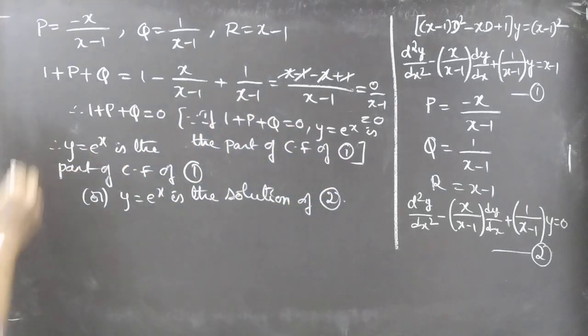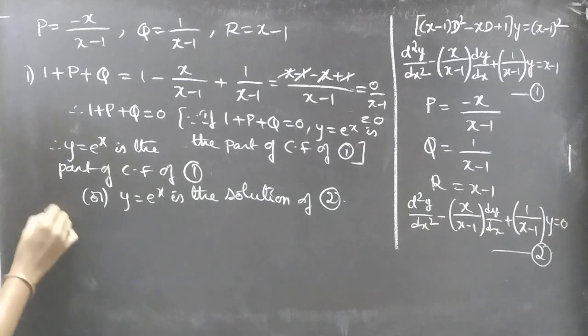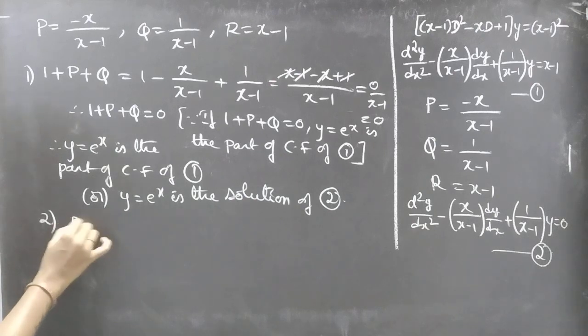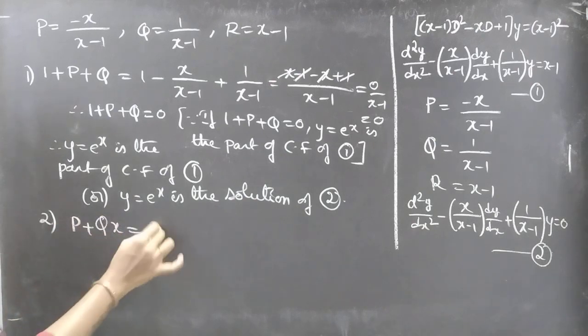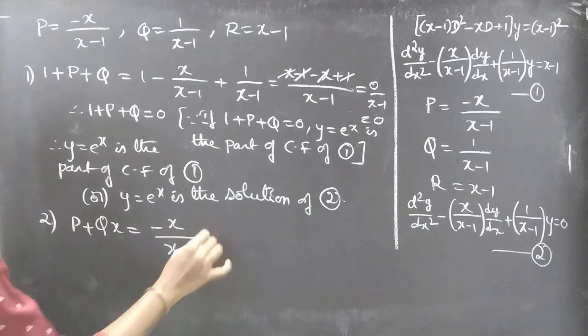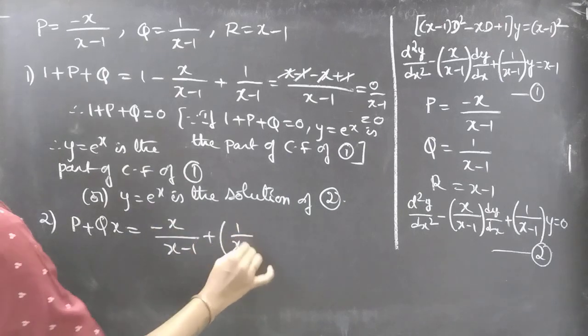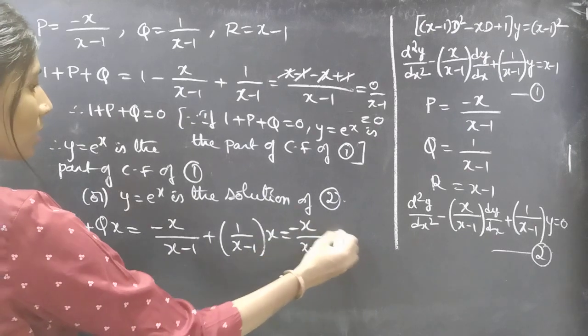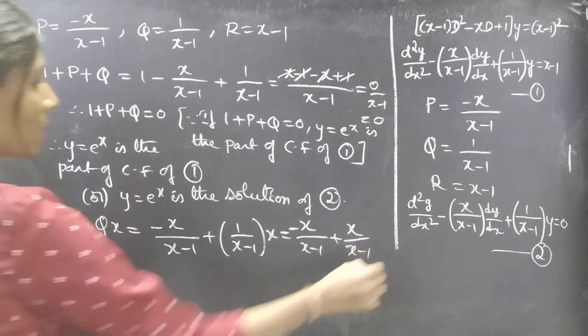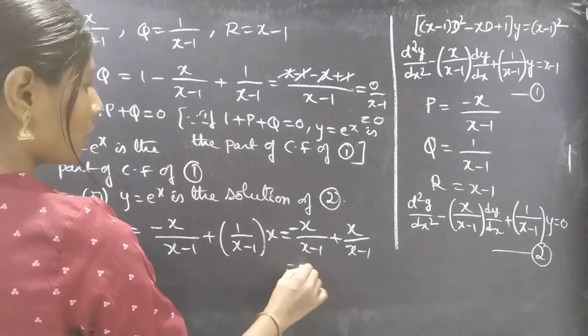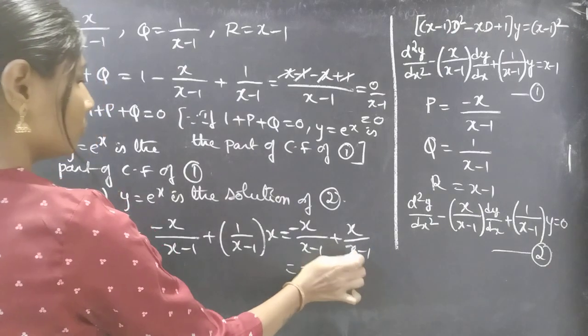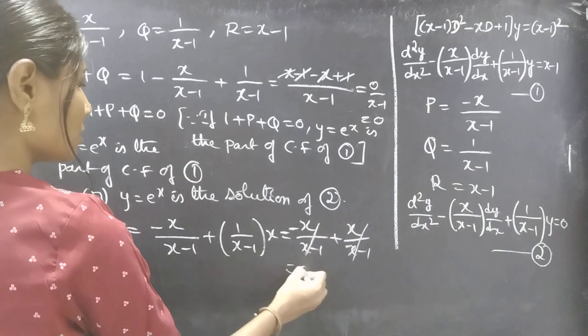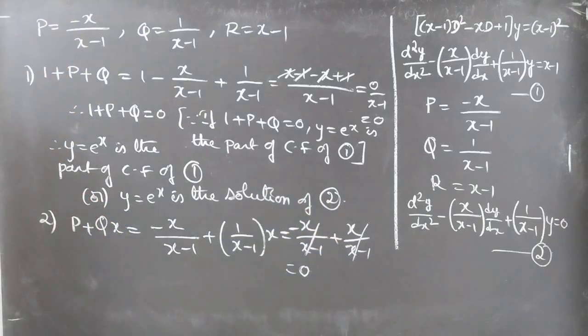Okay, and first case, this is the first case, and second one, if you take p plus qx, you'll get minus x by x minus 1 plus q 1 by x minus 1 into x. This is equal to minus x by x minus 1 plus x by x minus 1, right? Which gives minus x, or this cancels, we'll get 0, right?